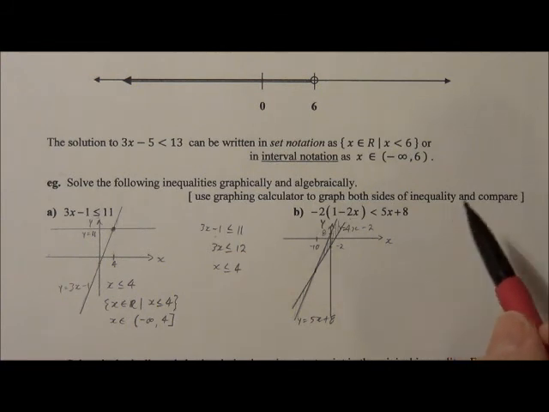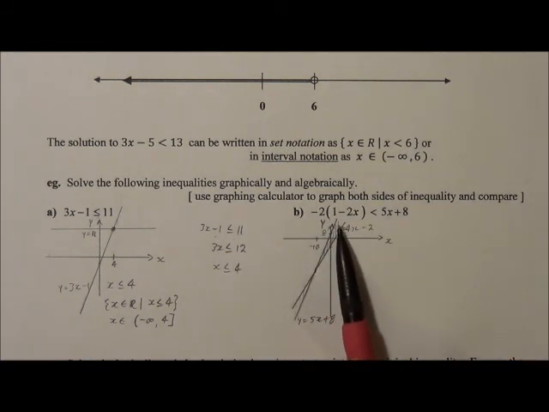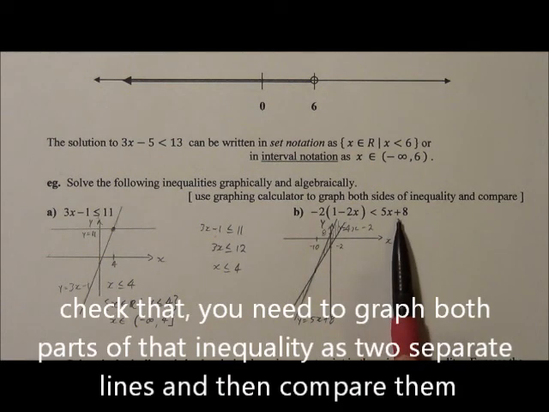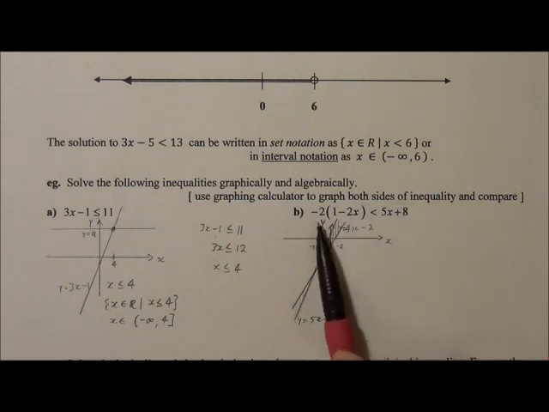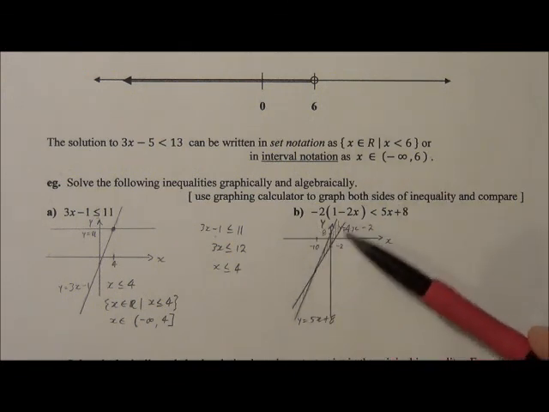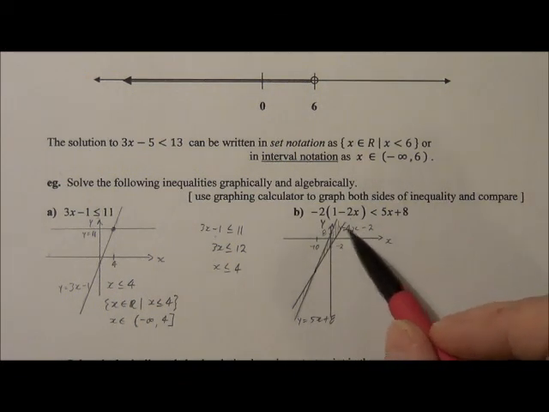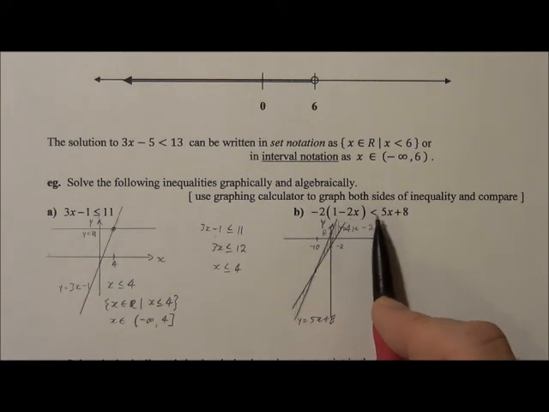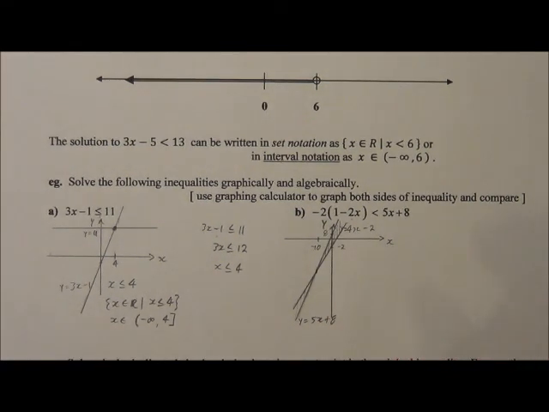Okay? Now if you check on Desmos, you can graph both of those. You can actually put this whole inequality into the equation box, and you'll get the shaded area where all the x values make this expression less than this other expression here.